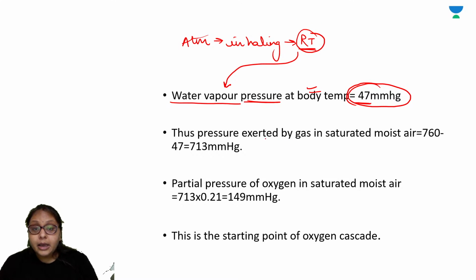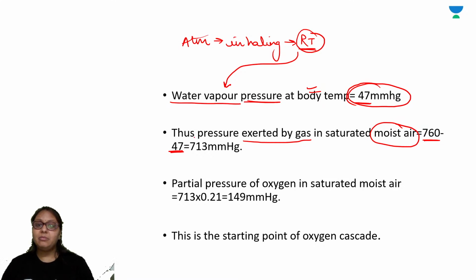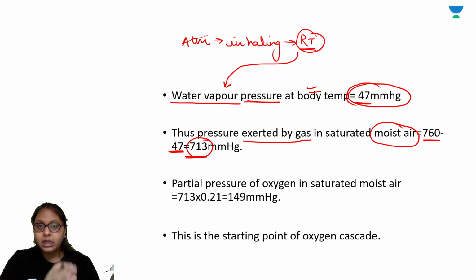So the total pressure exerted by the gas in the moist air is actually 760 minus 47 millimeters of mercury, and that is 713 millimeters of mercury. And what percentage of oxygen is in it? That is 21% oxygen. So according to Dalton's law, the total pressure is equal to the sum of the partial pressures exerted by each gas.